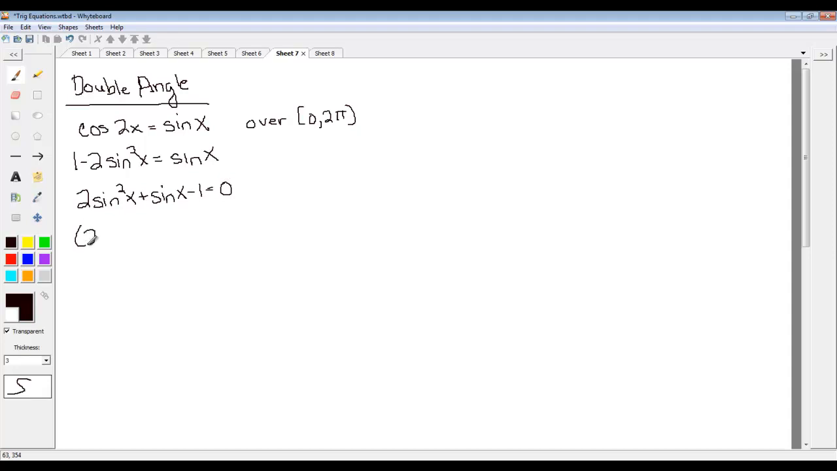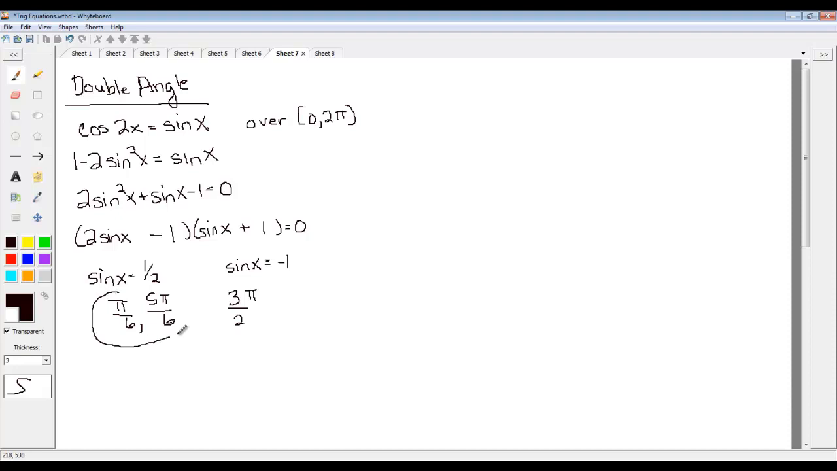This one's factorable. Let's see, for this factor, you're going to get sine x equals 1/2. For that factor, you're going to get sine x equals -1. You're doing it over 0 to 2 pi. If sine x is 1/2, that's true for pi over 6 and 5 pi over 6 in this interval, 0 to 2 pi. And if sine x is -1, that's true for 3 pi over 2. So there's your possible solutions to that equation.